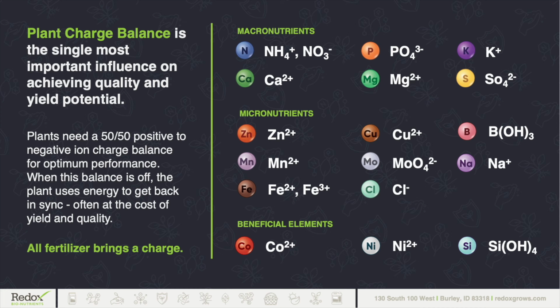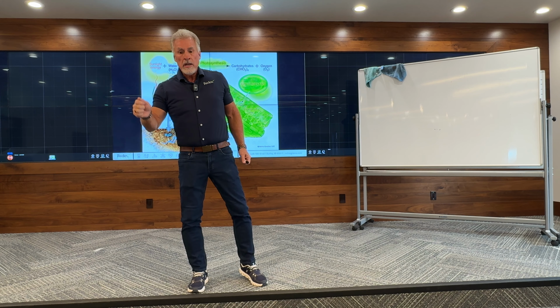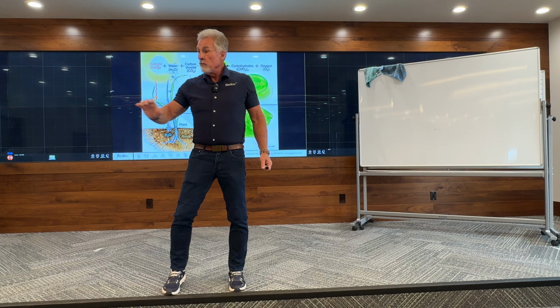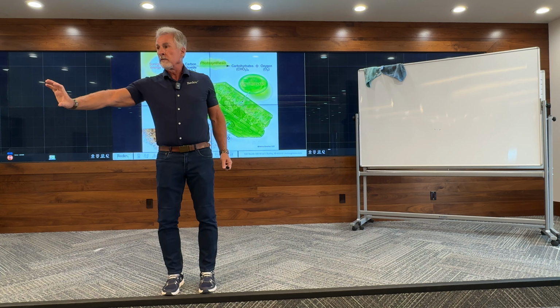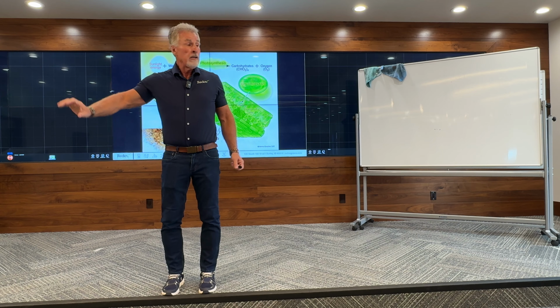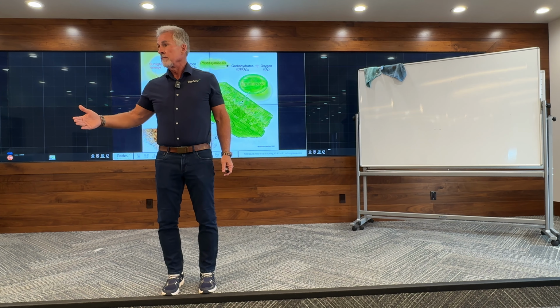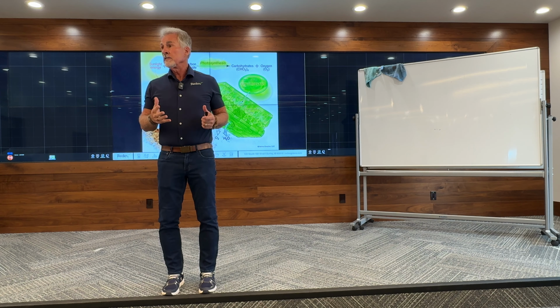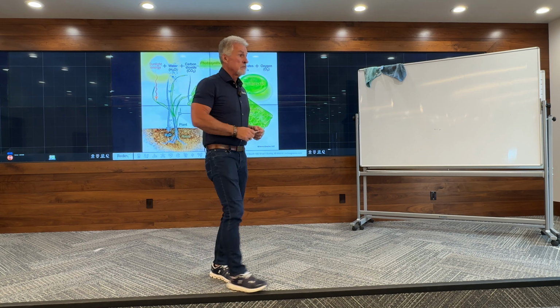Overall, what are we talking about? Plant charge balance. Have you ever plugged an extension cord into the outlet and run more power than the extension cord was rated for? What does it do? That's the same thing that happens in a leaf. It doesn't get crispy hot, but it gets too hot to run efficiently, so what does it do?